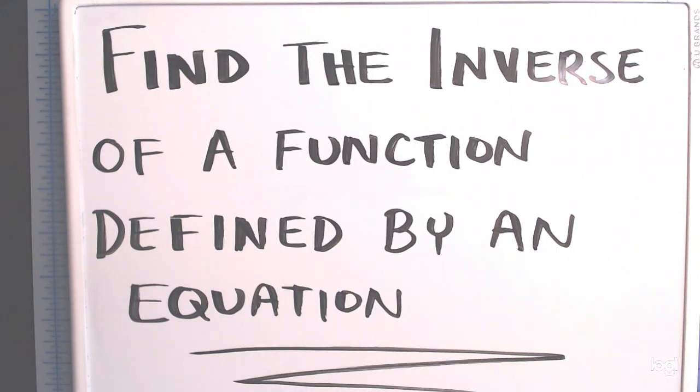Alright, so in this video I'm going to go over a couple of examples where I'm given an equation for a function, a one-to-one function, so that the inverse will also be a function. Remember, a function needs to be one-to-one in order for its inverse to also be a function. So we'll be given equations of one-to-one functions and asked to find the equation for the inverse function. I'll go over the steps to do that.